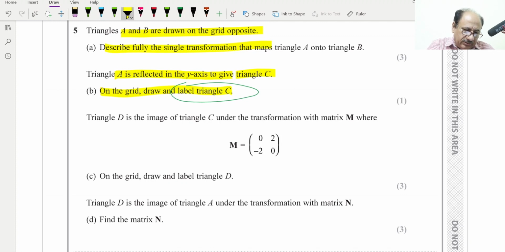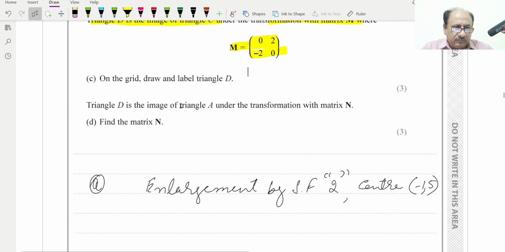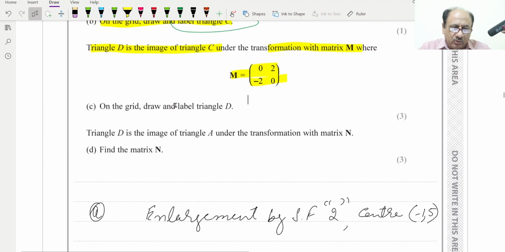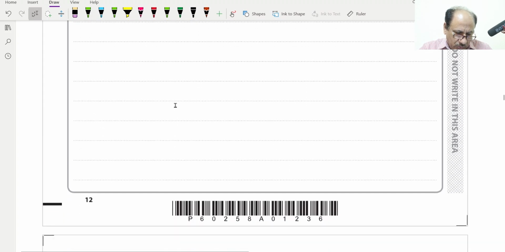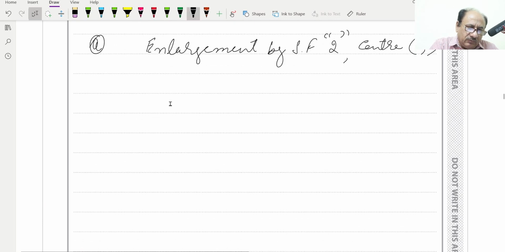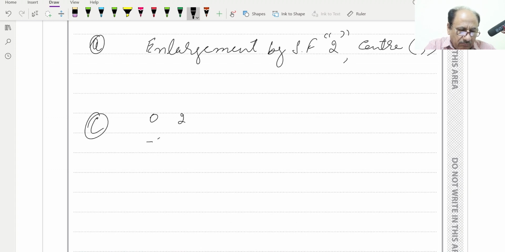Now the next part: triangle D is the image of triangle C under transformation matrix M, and transformation matrix M is provided, and we have to transform it by using this matrix 0, 2, minus 2 and 0. So C part we can solve over here. B we have already shown on the diagram. So we will take the given matrix, which is 0, 2 and minus 2 and 0.